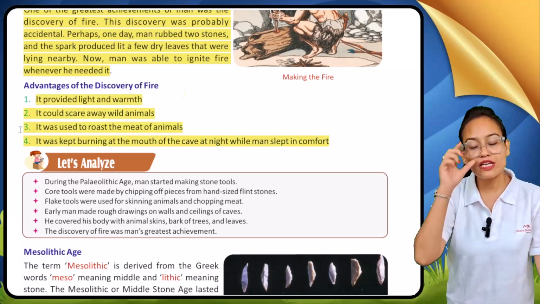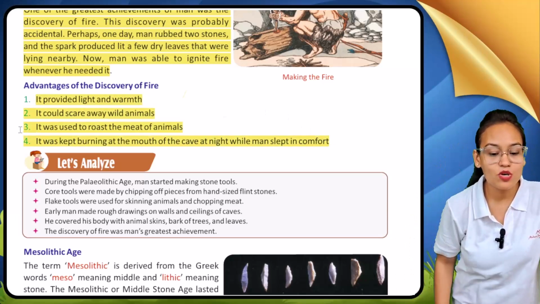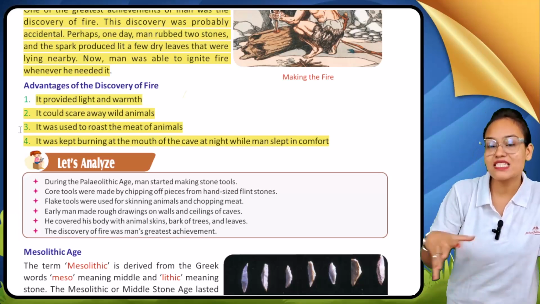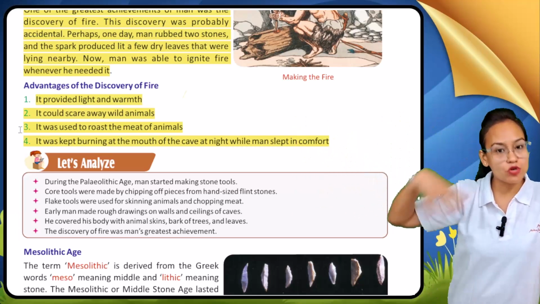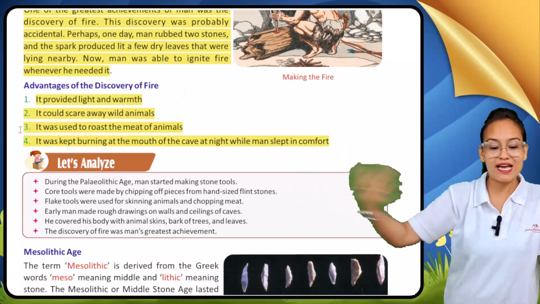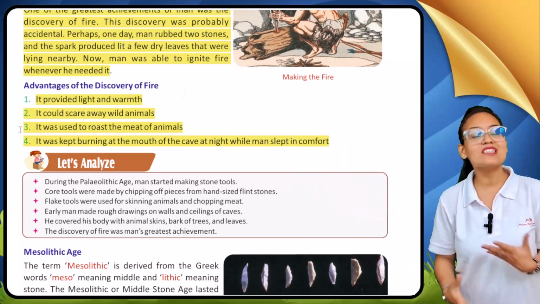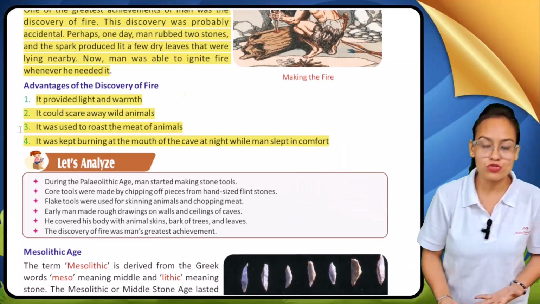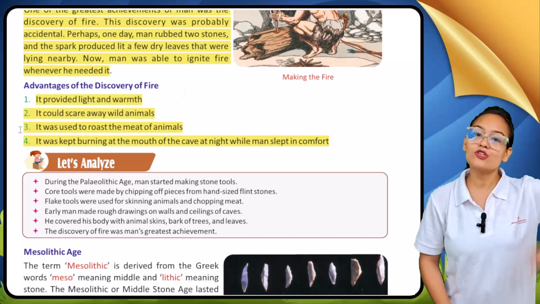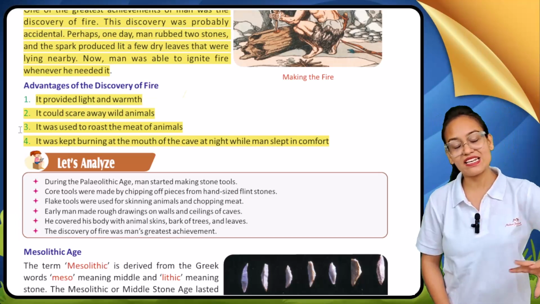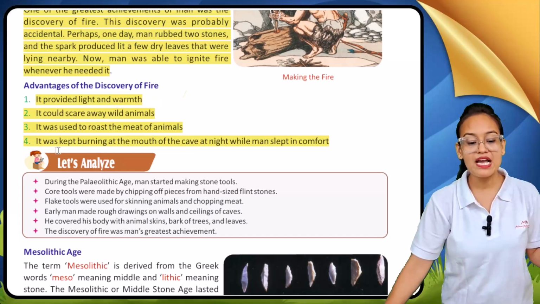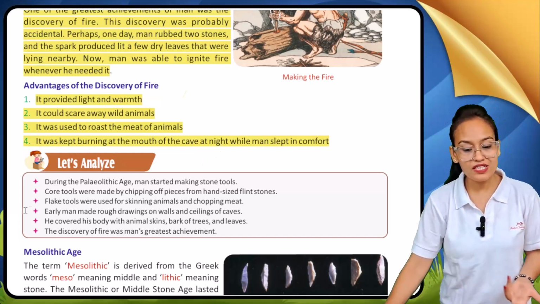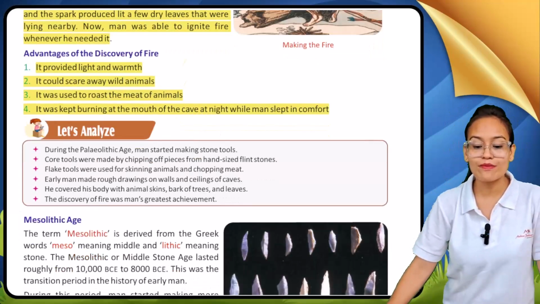Now, what advantages did early man get through the discovery of fire? With fire they could get light and warmth, and fire scared wild animals, so now they could protect themselves from wild animals. They also started cooking their food. Earlier they used to eat raw meat, now they could eat cooked meat. It was kept burning at the mouth of the cave at night while man slept in comfort.